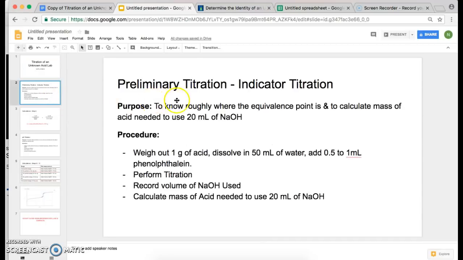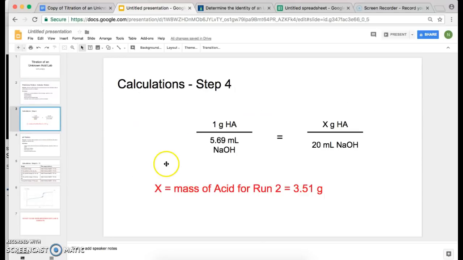In the first part of the video we talked about the preliminary titration, also known as the indicator titration. The purpose of that was to determine the equivalence point for the titration of our unknown acid and the 1 molar sodium hydroxide solution, and also to calculate the mass of acid needed to use 20 milliliters of sodium hydroxide. So we ended here, where we had calculated the mass of acid that we need for 20 milliliters of sodium hydroxide by setting up these proportions.